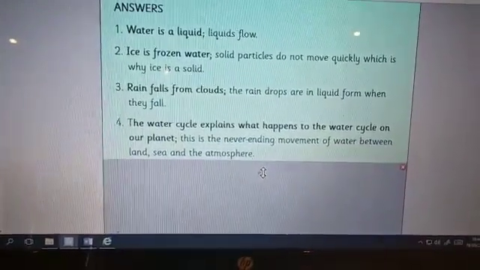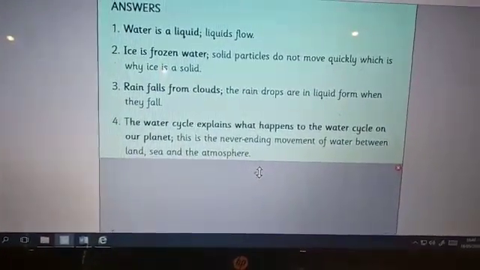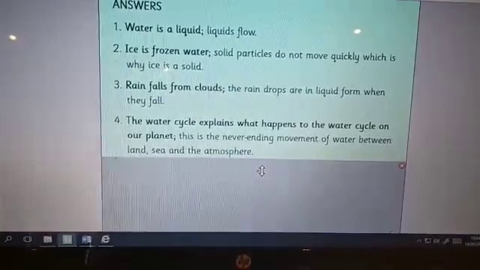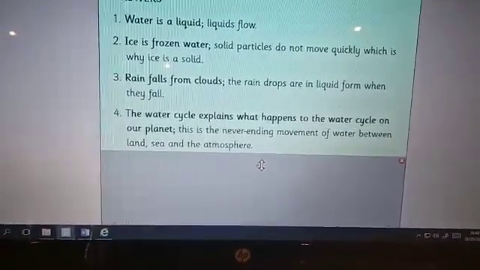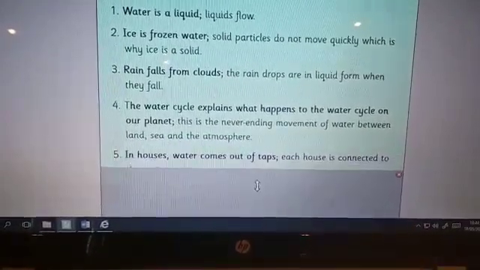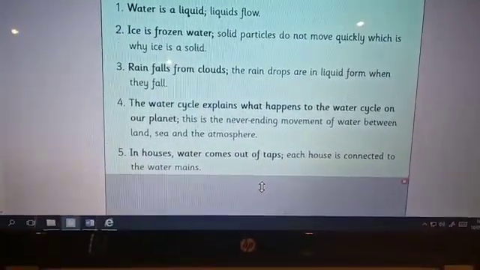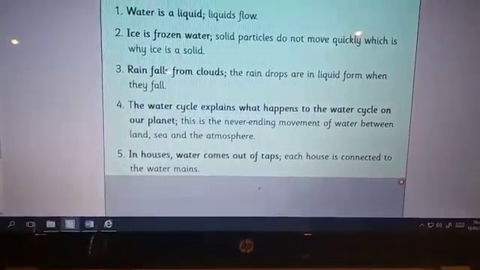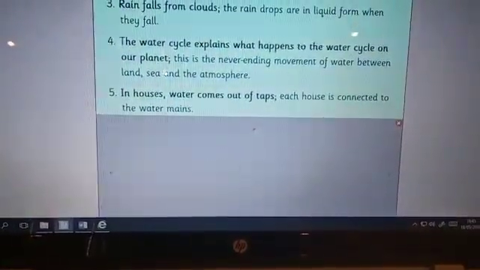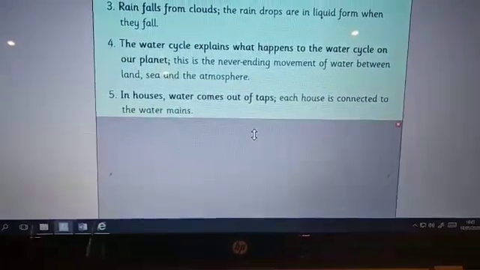The water cycle explains what happens to water on our planet; it should say, this is the never-ending movement of water between land, sea and the atmosphere. In houses, water comes out of taps; each house is connected to the water mains. Can you see how the second clause is explaining a little bit more about the first clause?